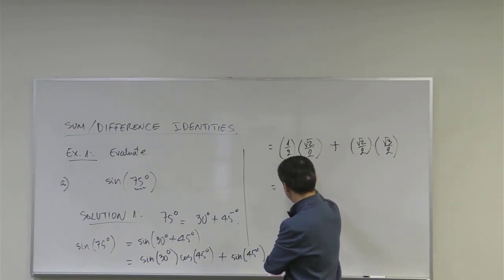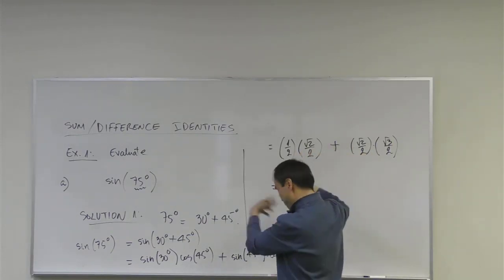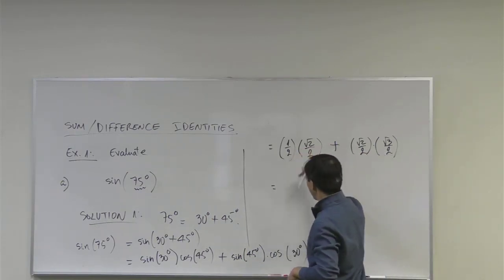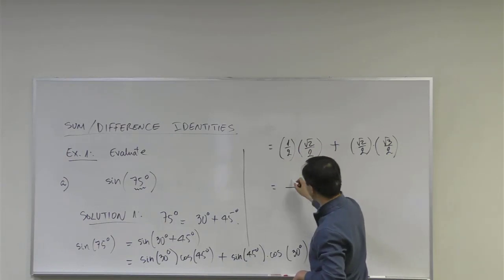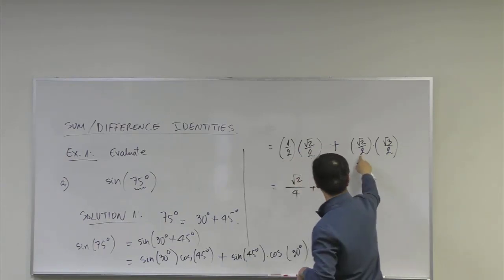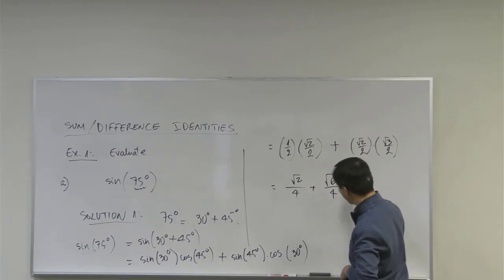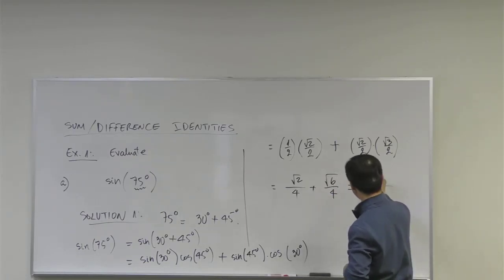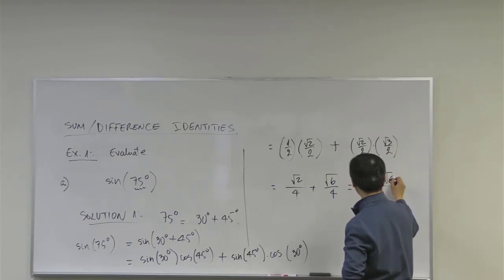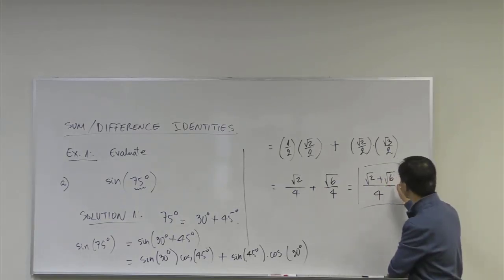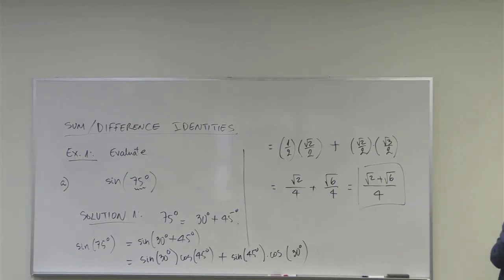As far as the answer, this is already the answer, but it's better that we simplify it a little bit. Multiplying the two fractions here makes it √2·√2 over 4, which is 2/4, plus the other two fractions multiplied together, √6/4. Now we have common denominators, so I'm going to put that in one fraction: (2 + √6)/4. And that's our final answer for that.